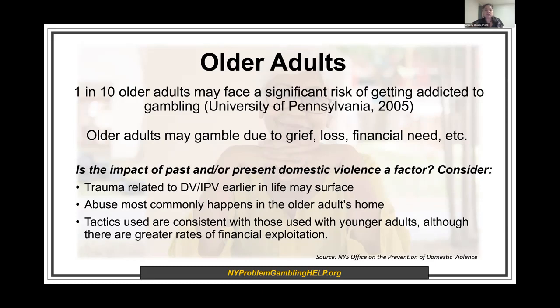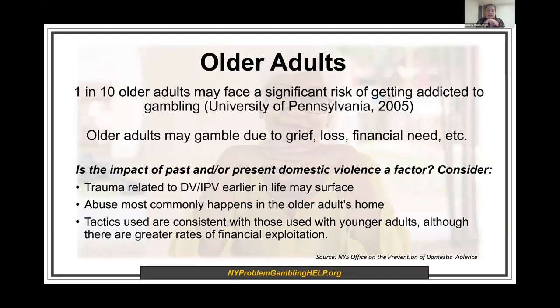And when looking at whether or not the impact of past or present domestic violence may be a factor, you can consider these things. Again, any unresolved trauma related to DV or IPV earlier in their life may be impacting their current behavior. Consider the fact that abuse, if there's any abuse going on that is either from an intimate partner or somebody else living in the home, it does most commonly happen in the older adult's home, right? Which may add an increasing difficulty for an older adult to cope with that, right? Which can make the escape into gambling an attractive option.